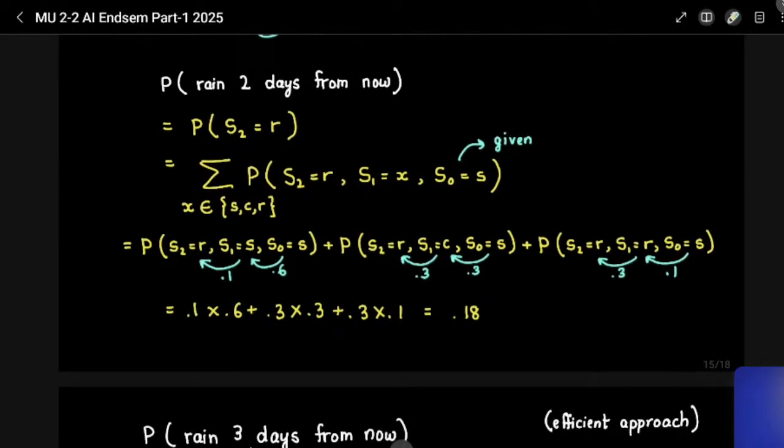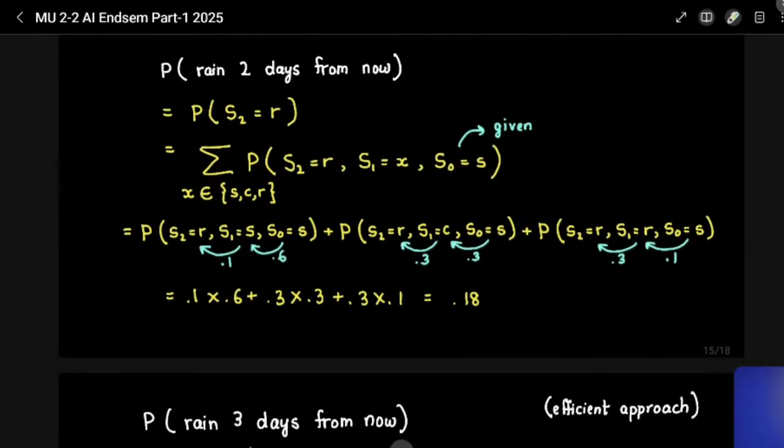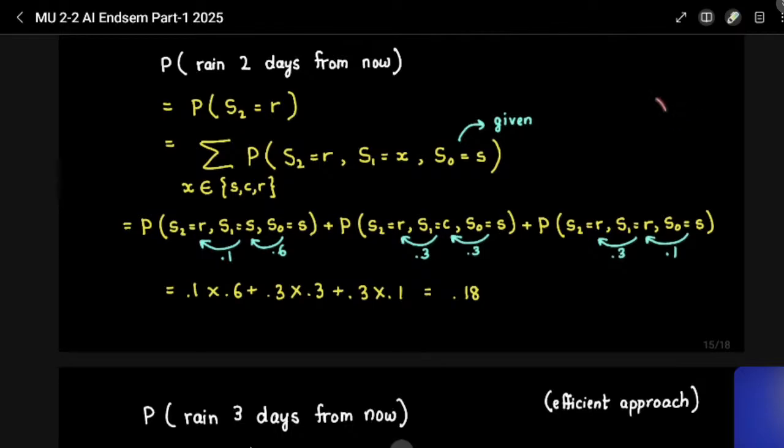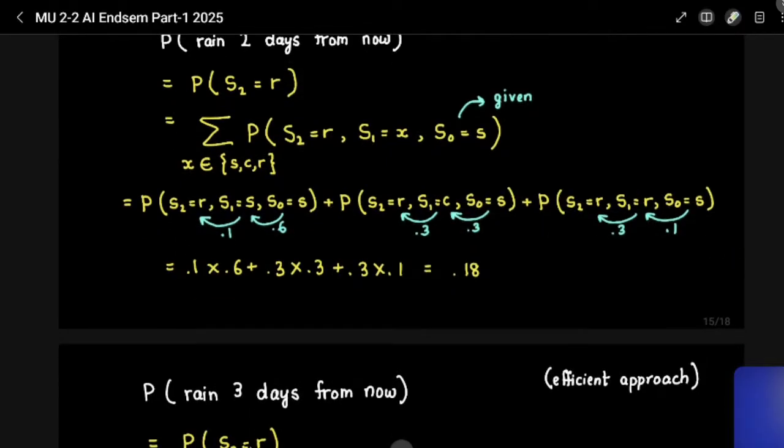There's another question. In the slide it was not completely solved, but they've given an idea. A probability that it will rain 3 days from now. If you follow the old approach, it will become longer and longer. You'll have to find many combinations. So the slides mentioned something called an efficient approach. Apparently there's an efficient approach in solving this.